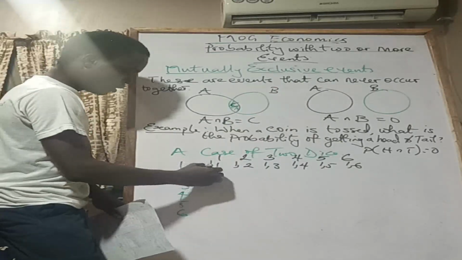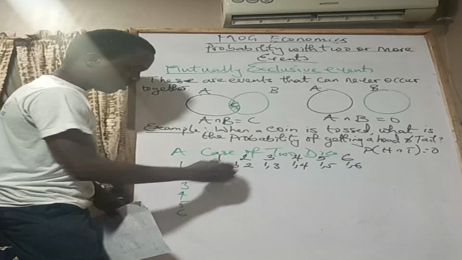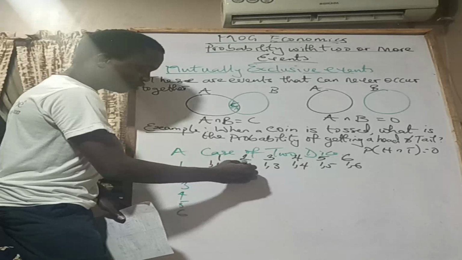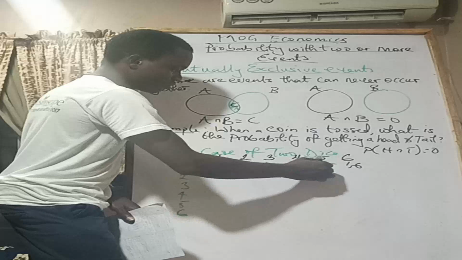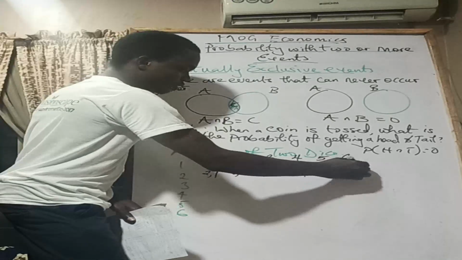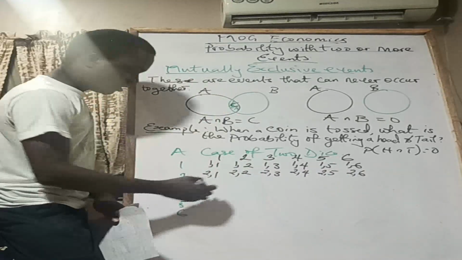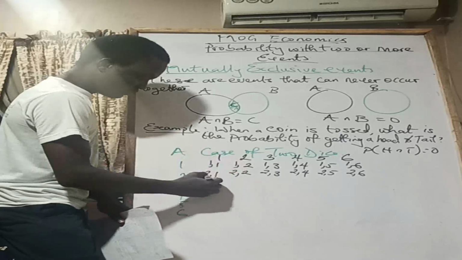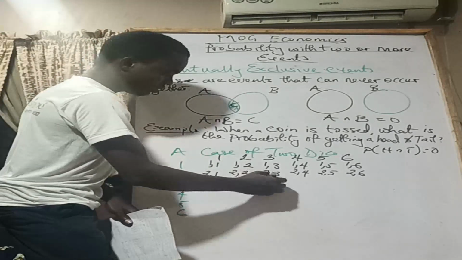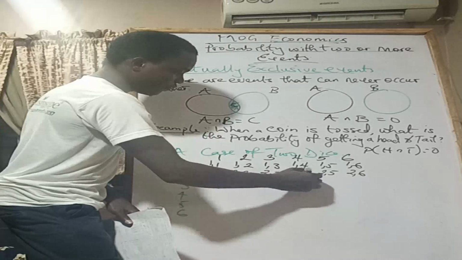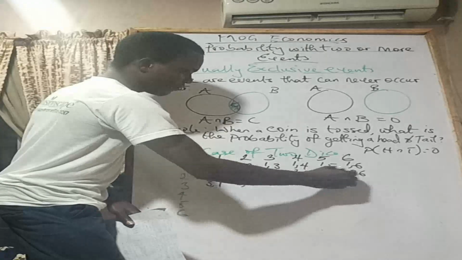So you have 2 on this die and 1 on the second one, 2 on the first die, 2, 2. So we go like that: 2, 3, 2, 4, 2, 5, and 2, 6. Okay, what if the first one is 3? So we have 3 and 1, 3, 2, 3, 3, 3, 4, 3, 5, 3, 6.